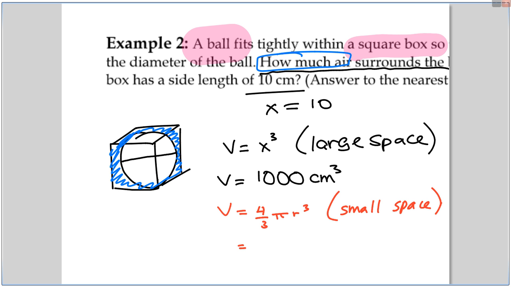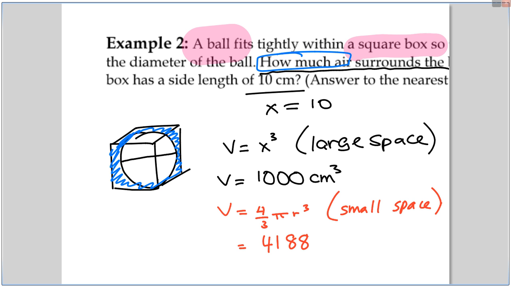So we got 4 divided by 3 in a bracket times the pi button times the radius cubed. And because I'm lazy, I just go 10 times 10 times 10. I don't even need to hit the power button. I get 4,188. This doesn't make sense.